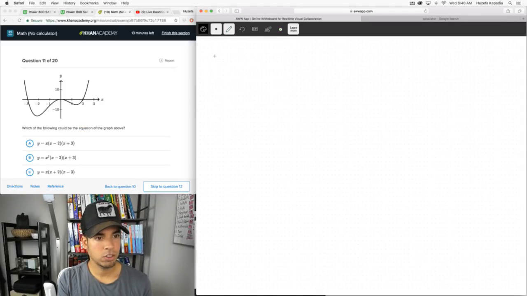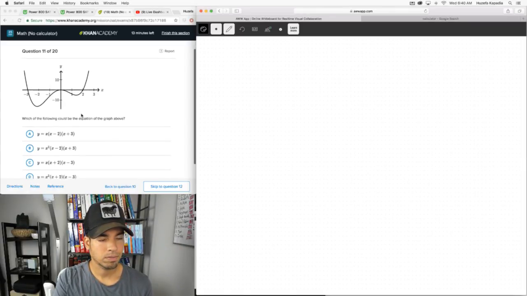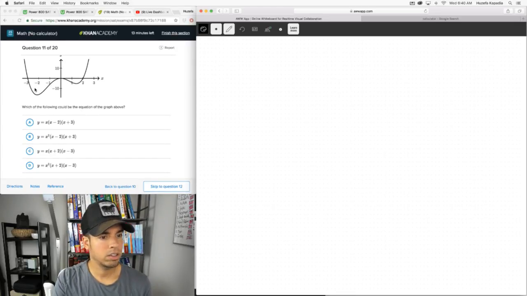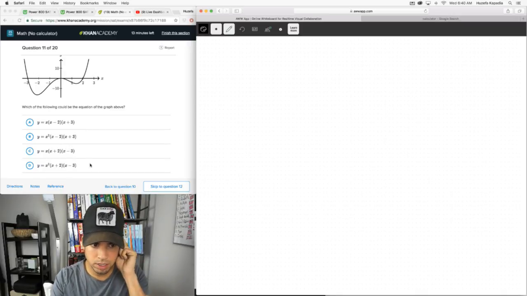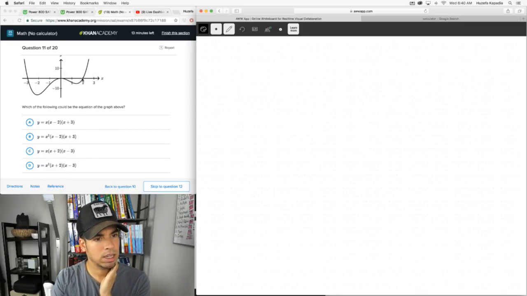Which of the following could be the equation for the graph above? So this goes 1, 2. Let's see. I'm going to look at the zeros and determine it that way. It's not A or C because it has to be to the 4th power, actually. So it's either B or D. But you don't necessarily need to know that. Okay, so let's eliminate it this way. B or D, it's not D, because this would mean negative 2 and positive 3 are zeros.